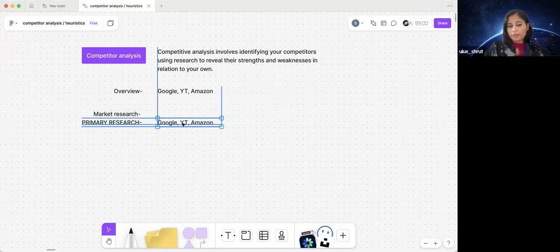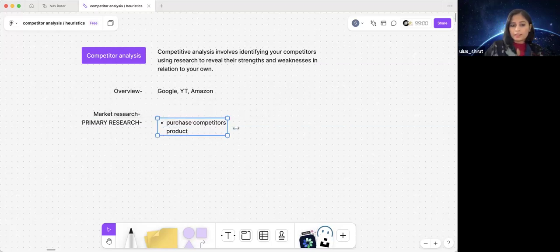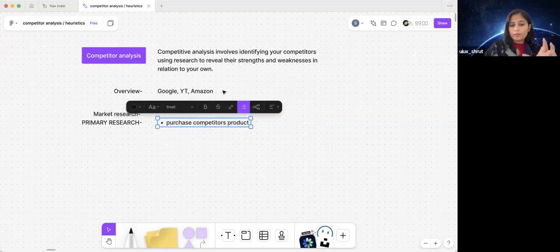Okay, so let's understand one by one what the methods are that you can use to do this research. First thing, you're going to purchase competitors' products. As I said in the overview part also, you can purchase the competition's product, check out the design, the quality, how they are delivering it, within how much time they deliver, how their services are and all. Once you purchase a product, you understand the product in a much more detailed manner.